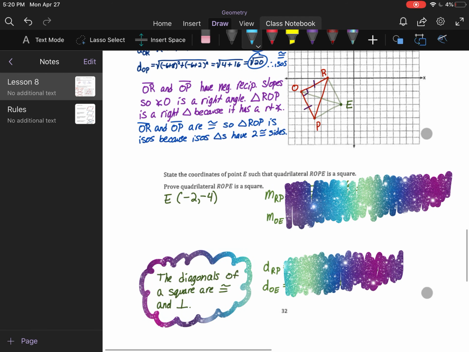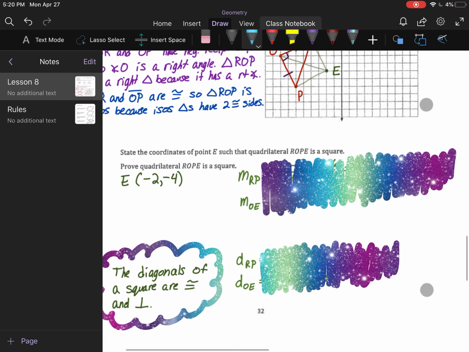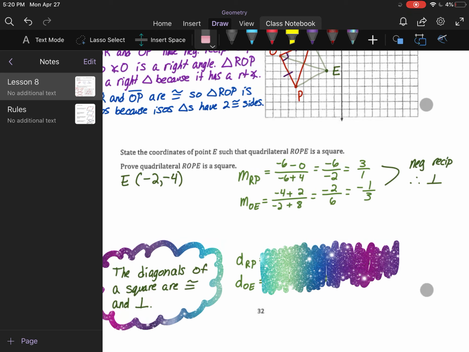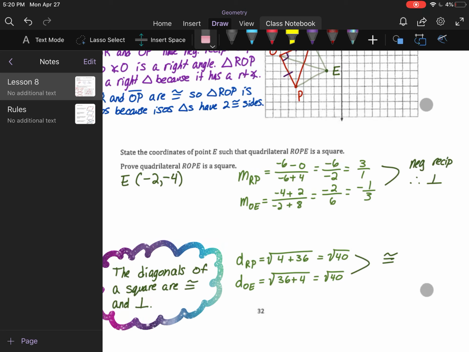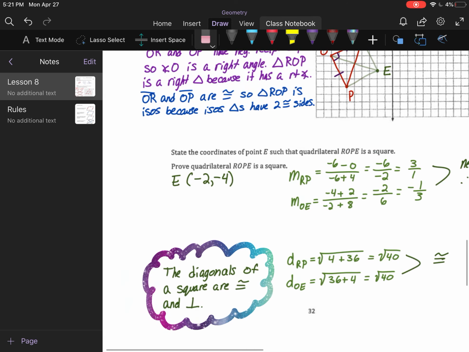So let's go here and find the slopes of both diagonals and the lengths of both diagonals. So we're using the distance formula twice and the slope formula twice. Okay, so the slope formula is this for both of those, and we see that they are negative reciprocals, which means they are perpendicular. And then the distance formula for both ends up being the same number, so that means they are congruent. And that means this final statement is true.